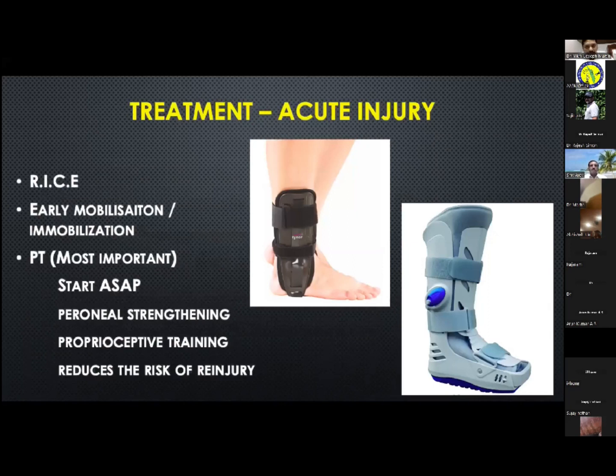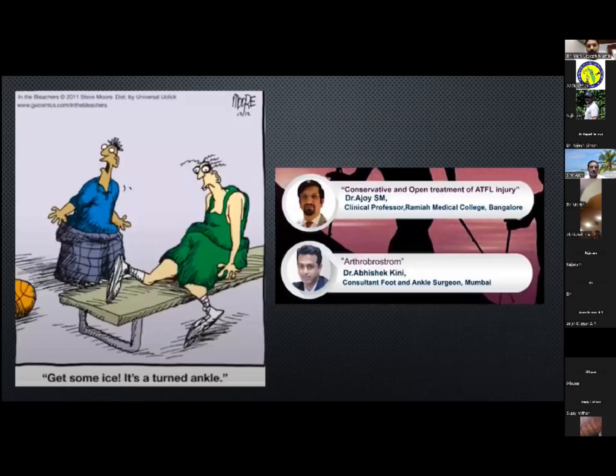Just a word about acute injury. The first form of treatment would be, as we all know, rest, ice, compression, and elevation. If the patient is in pain on weight bearing, it is better to immobilize, but the concept is to mobilize the patient as early as possible post injury. Physiotherapy is very important and it is advocated to start as early as possible. Start with peroneal strengthening and proprioceptive training, which helps reduce the risk of re-injury.